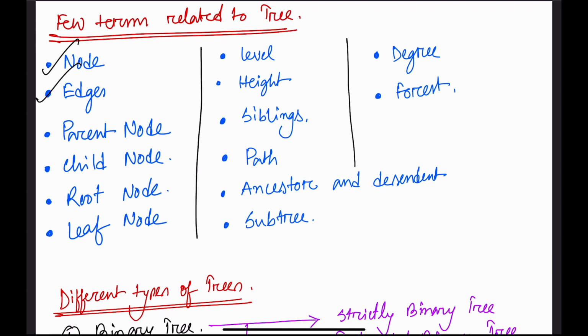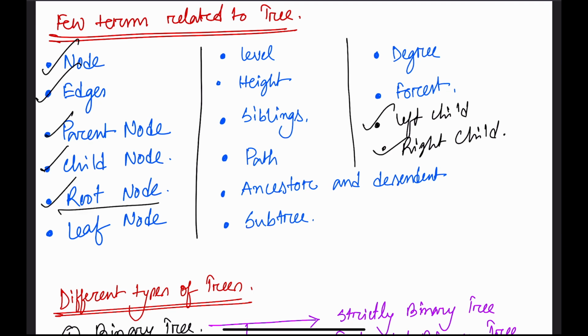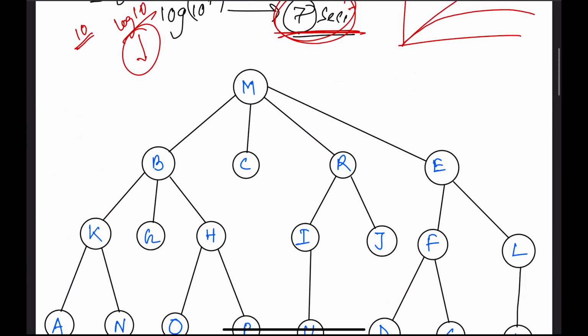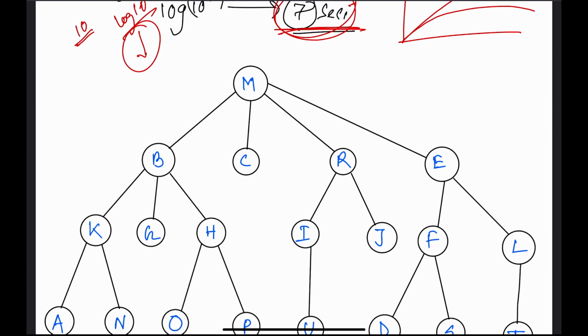In child nodes, there is a left child, and a right child; there are two right child nodes. And what is the root node? Now, the root node is only one. In a tree there can be only one root node, which is the topmost node of the tree, the root node from where the tree is being created.